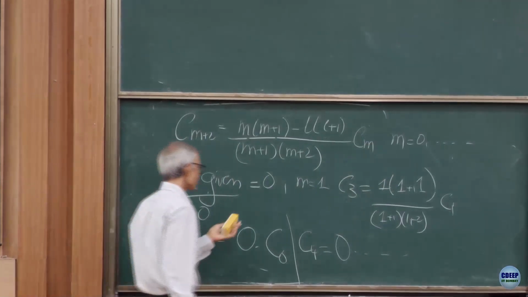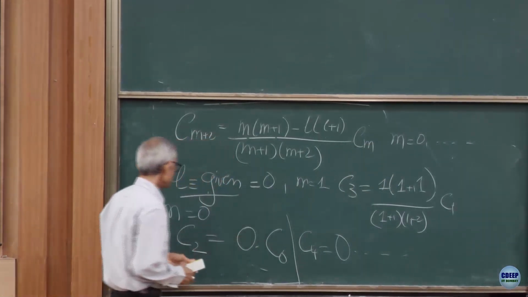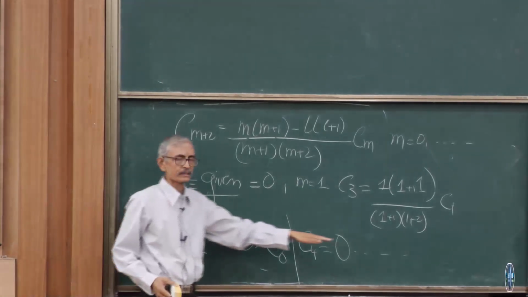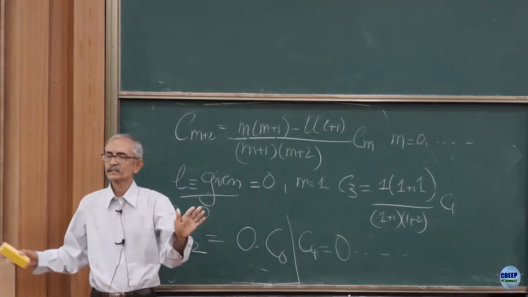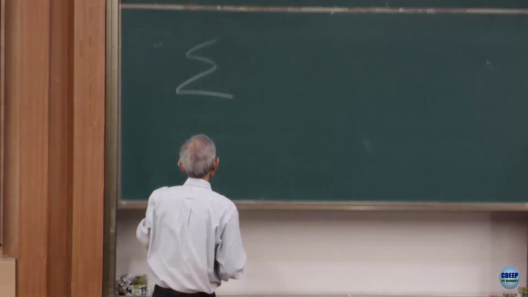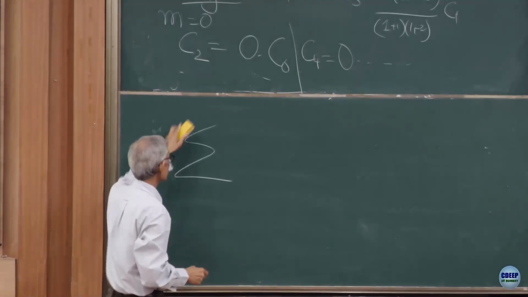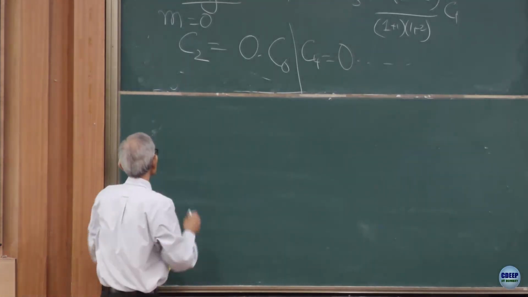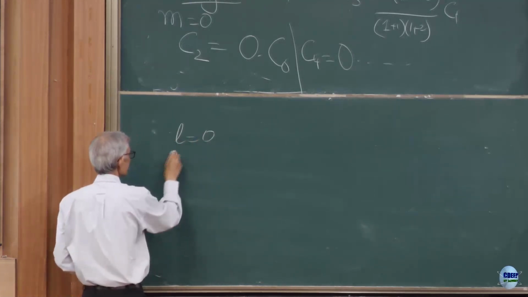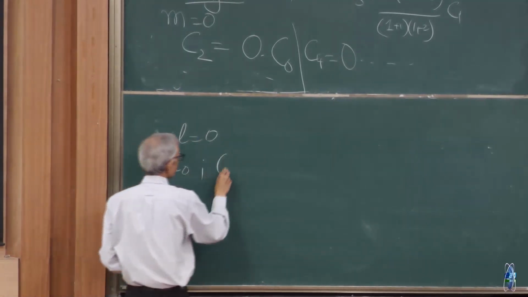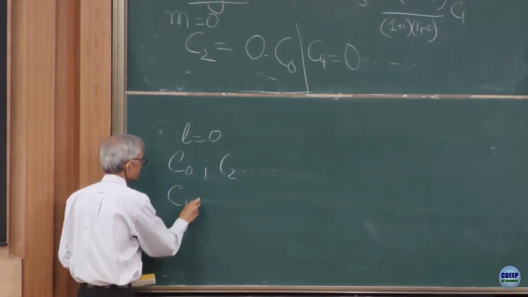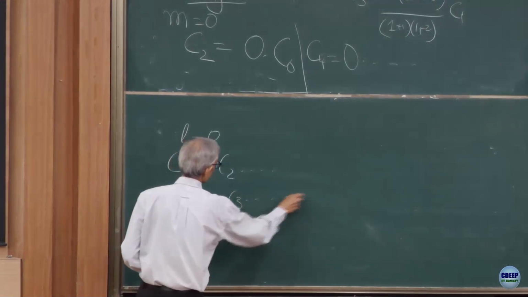But what you are therefore getting is the C0 was there, and then C2, C4, etc. were all zeros, correct? So I have got the solution as being equal to, provided L is equal to 0, suppose L is equal to 0, then I got a C0 and then C2, etc. were all zeros. I got a C1 and then a C3, etc.